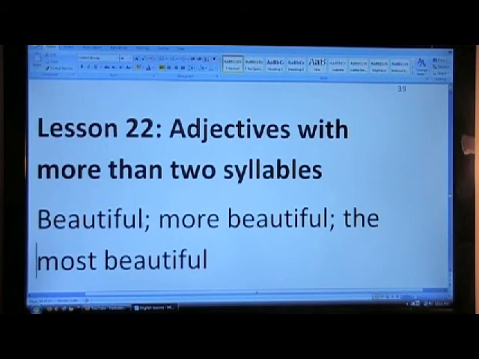Lesson 22. Adjectives with more than 2 syllables. We did a little practice on it. Beautiful, more beautiful, the most beautiful.